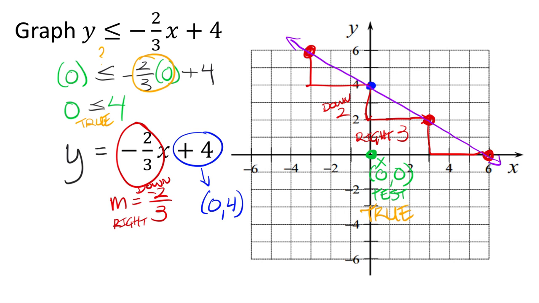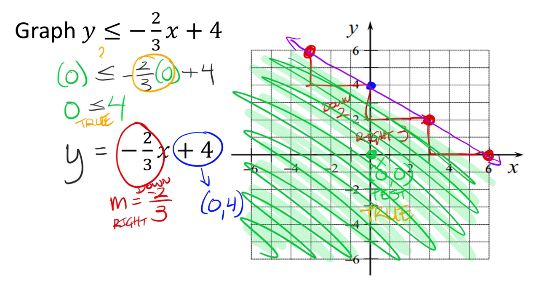So let's see, I'll go with this green color right here. Okay, so this is the shading that I would get for this line. I don't know, maybe that's not very noticeable, but something like this, okay? But that is the graph for y is less than or equal to -2/3 x plus 4.